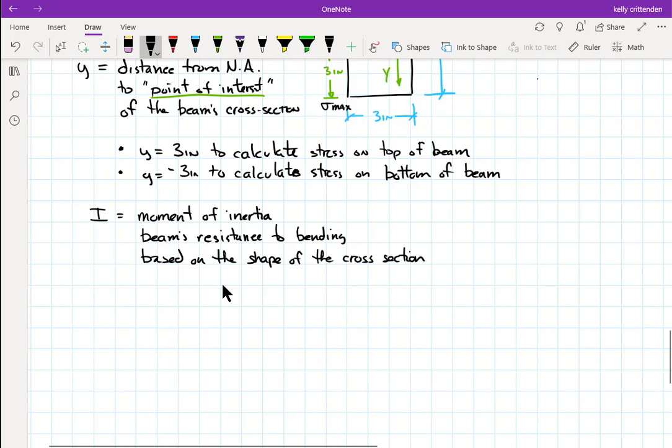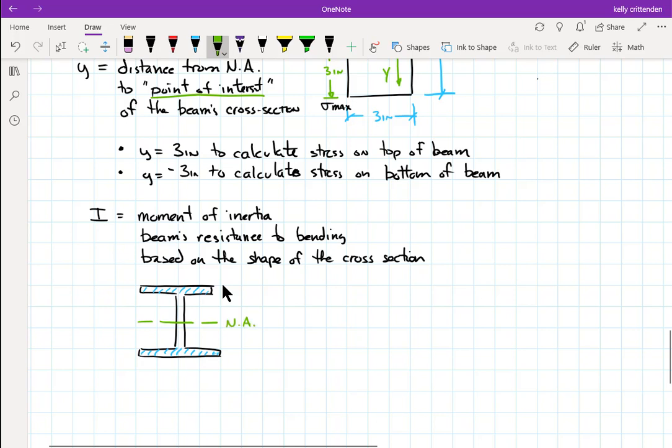And so the more material this beam has away from the neutral axis, the larger the moment of inertia gets. And that's why, a lot of times, you see this I-beam shape. So what they're doing here is taking all this material and moving it away from the neutral axis. The neutral axis would be right through the center of this thing.